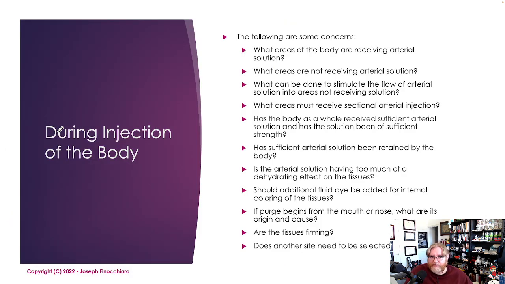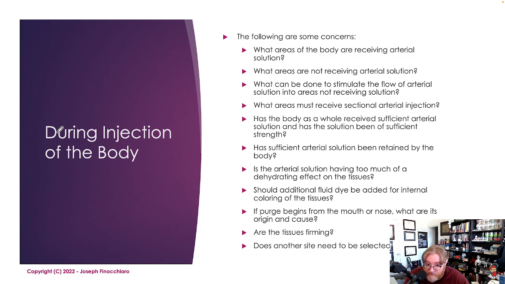The following areas are some concerns. What areas of the body are receiving arterial solution and which ones aren't? Which areas are not receiving arterial solution? What can be done to stimulate the flow of arterial solution to areas that aren't getting arterial solution? What areas must receive sectional arterial injection because they're not getting fluid otherwise? Has the body as a whole received a sufficient arterial solution, and has the solution been of sufficient strength? Has sufficient arterial solution been retained by the body?